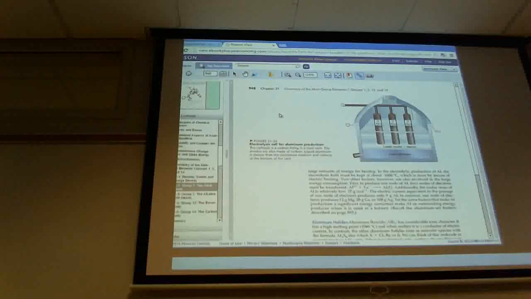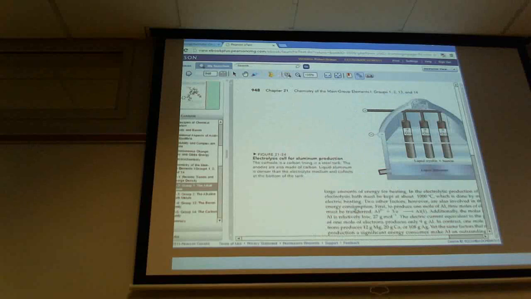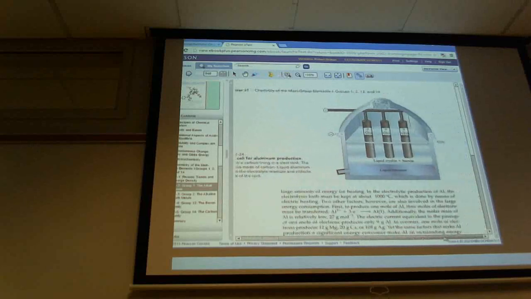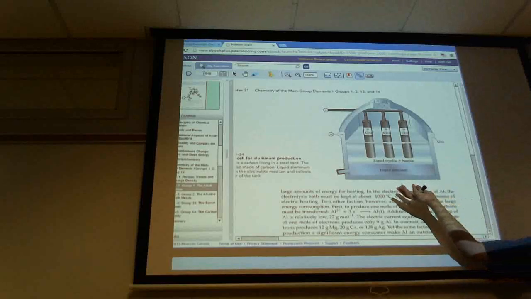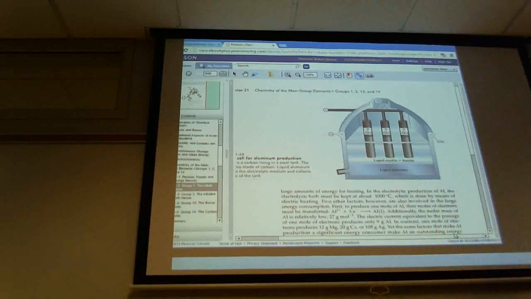Here's another example. This would be a one-pot electrolytic cell. Normally if you have molten sodium chloride, nothing's going to happen. You just have sodium ions and chloride ions, or if you have molten magnesium chloride, nothing's going to happen. Same thing with this. Molten aluminum oxide, though, did I talk about this yesterday? No?